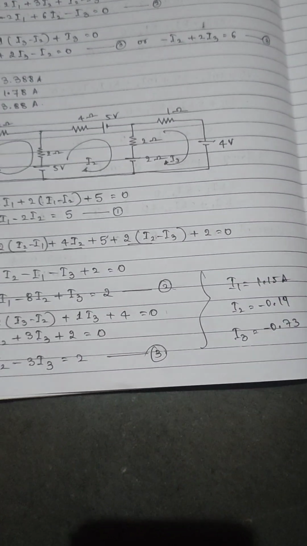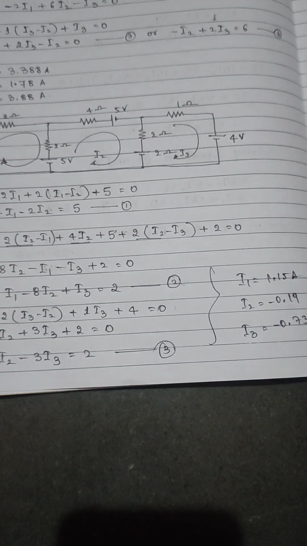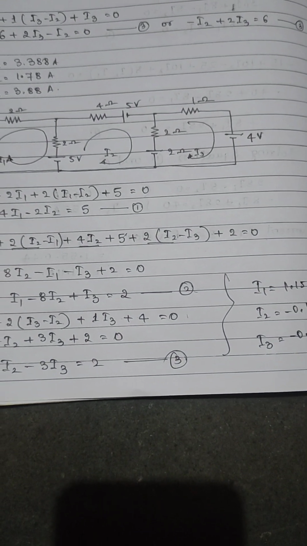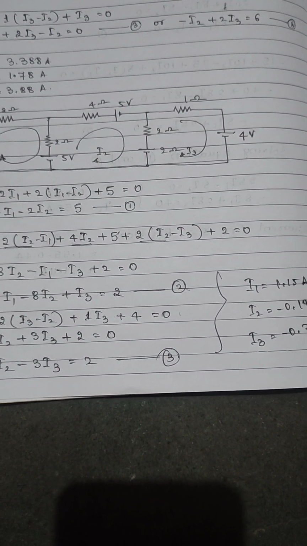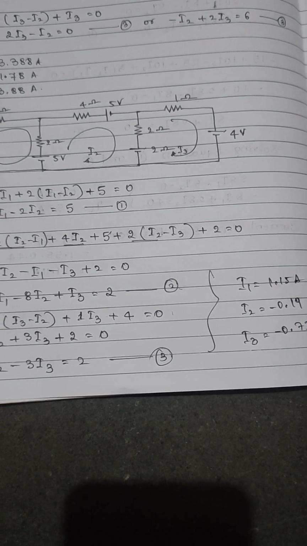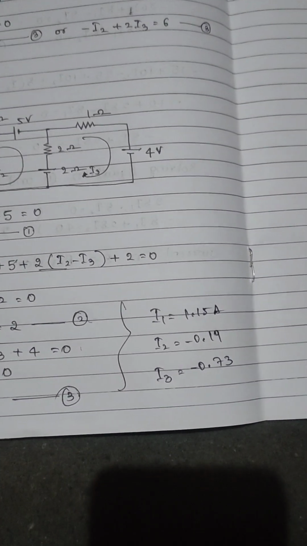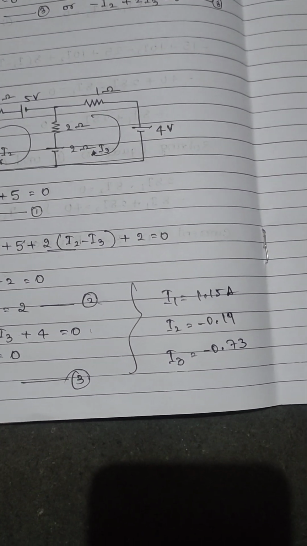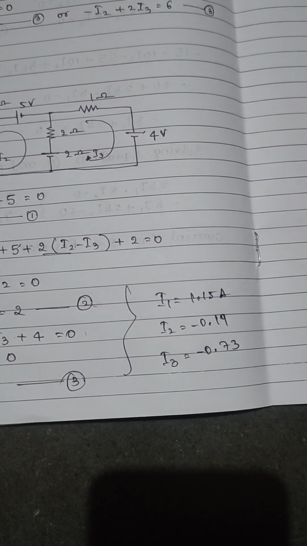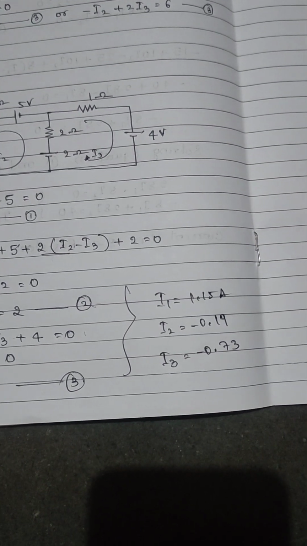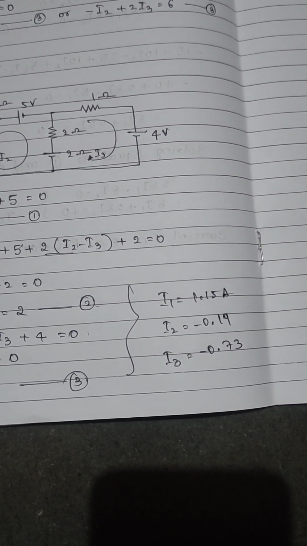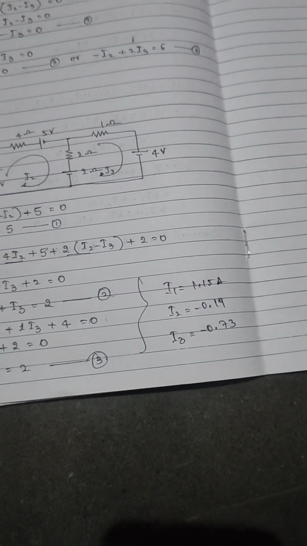Again in the calculator, press the equation mode button, then we have to press 2. Here we have 3 unknowns, 1 constant term. Solving this one, we will get I1 is equal to 1.15, I2 is equal to minus 0.19, I3 is equal to minus 0.73. Okay, try it.